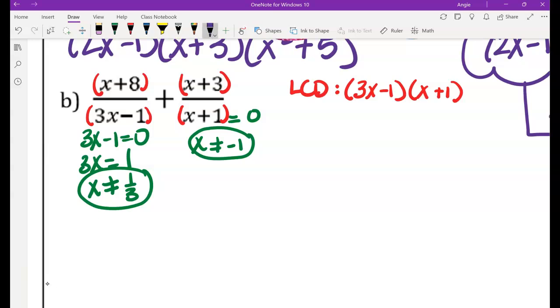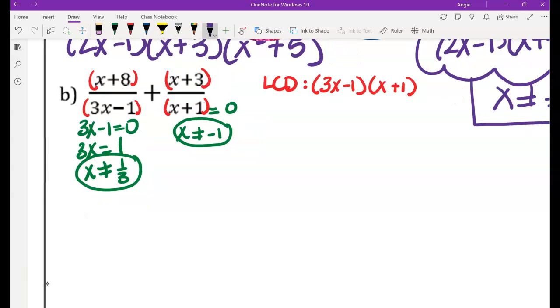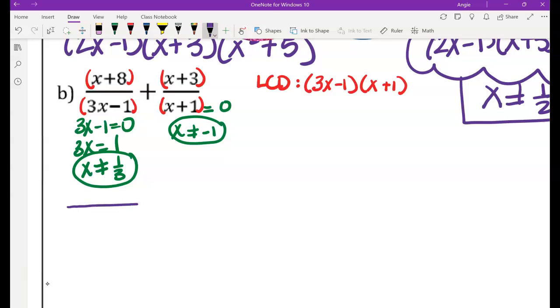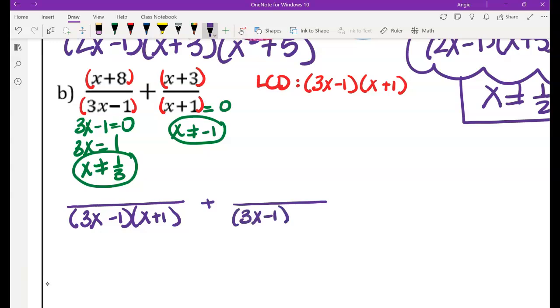So what we're going to do next, guys, is write one big line plus another big line and write the LCD underneath each one: (3x - 1)(x + 1). Okay, so first one, 3x - 1, that's there. So the unique part, what we need to multiply to the bottom, is x + 1. What you multiply to the bottom, we have to multiply to the top, and drop down your x + 8.